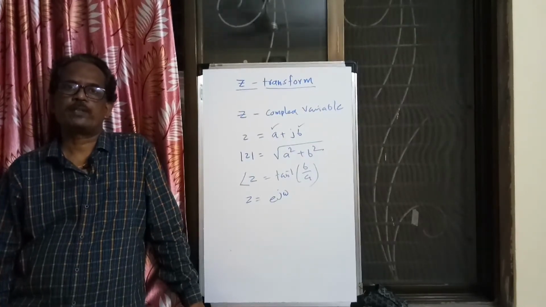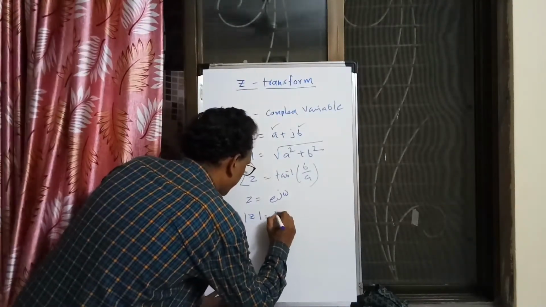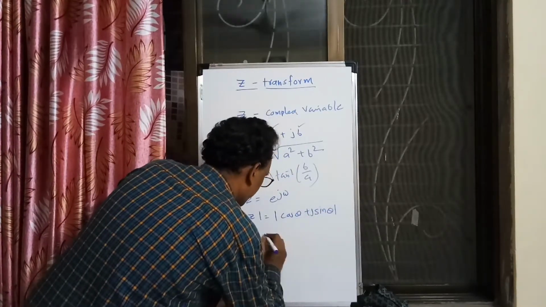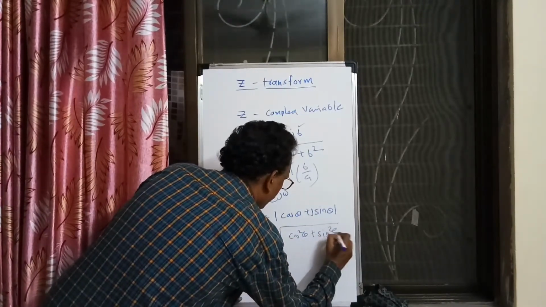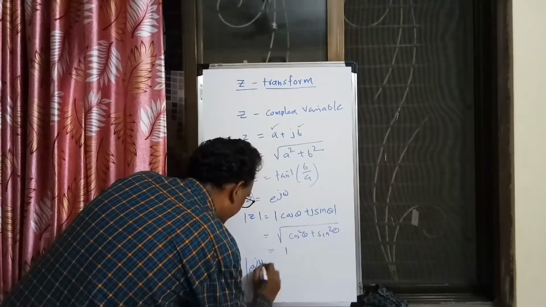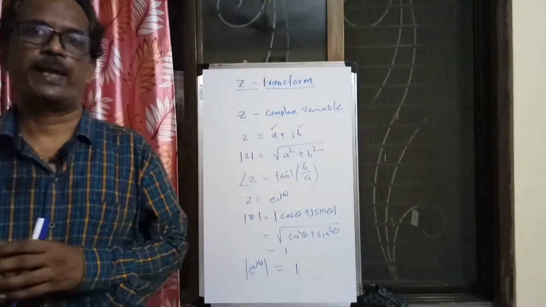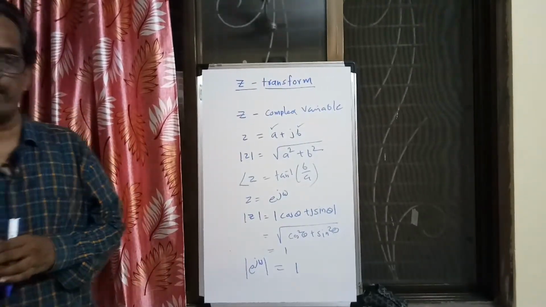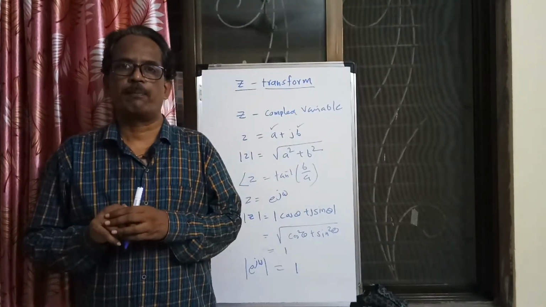If Z is equal to e to the power j omega, in that case the magnitude of Z is the mod of cos theta plus j times sin theta, right? So it is nothing but the square root of cos square theta plus sin square theta. So it is 1. So henceforth, whenever e to the power j omega is coming, the magnitude of e to the power j omega is always 1. Or Z equal to e to the power j omega, in that case your magnitude is 1.